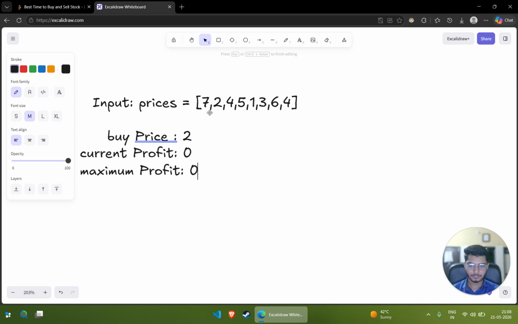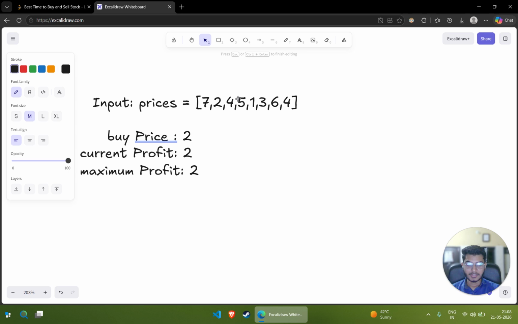You move forward, and the next day you see the price increases to 4. The current price is not lower, so you will not update it. You will only update if the current price is lower than the one you have chosen. So the price is 4 and the current profit will be 4 minus 2, which is 2. The maximum profit will also be 2.